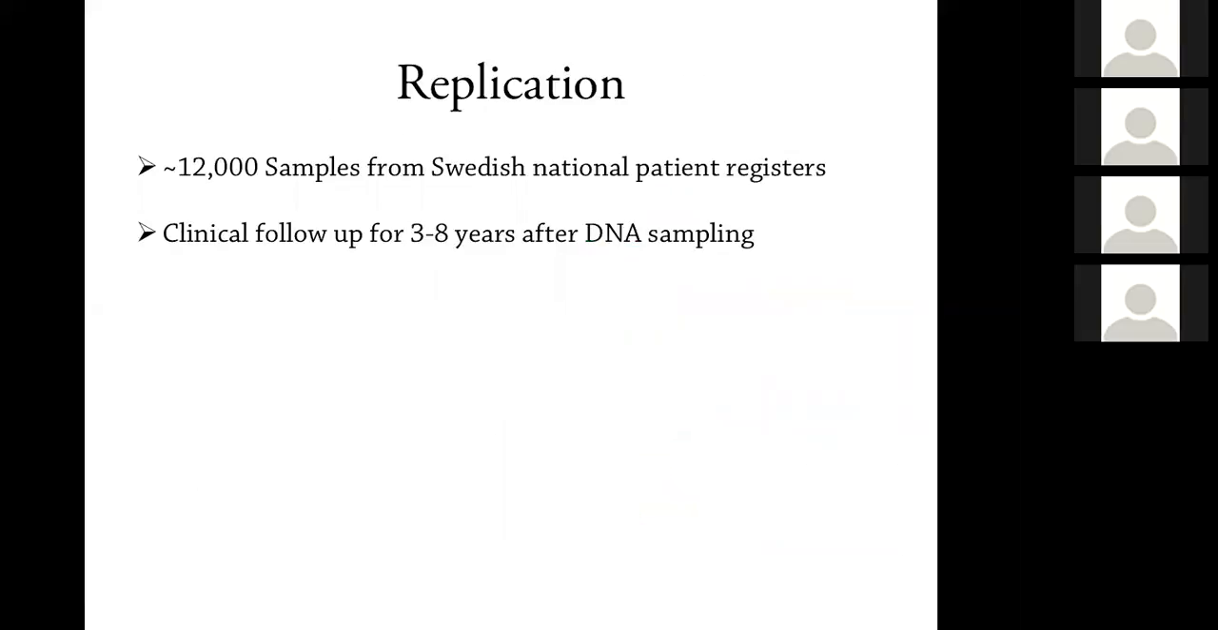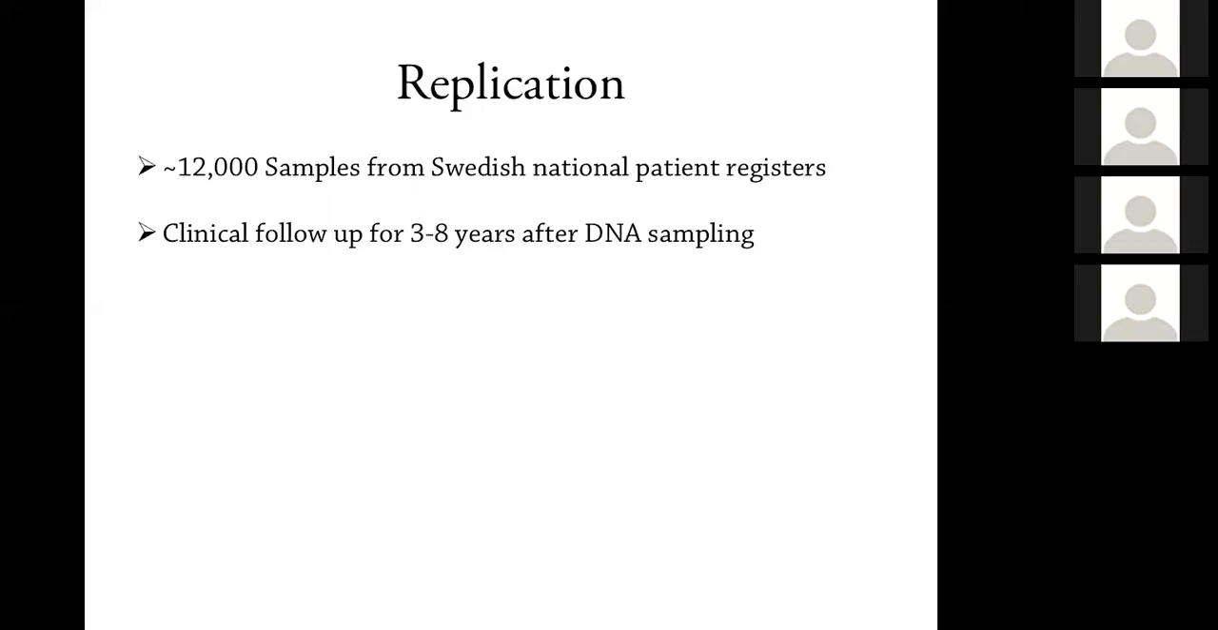So as I mentioned a bit earlier, we tried to replicate our study and actually try to answer the causality question in the following sense. We had about 12,000 samples from Swedish national patient registers. Those are people of different ages, but they have pretty well documented phenotypic information about them. So we can figure out how many of them had cancer, what kind of cancer, when in life, what kind of treatment they received, and so on.